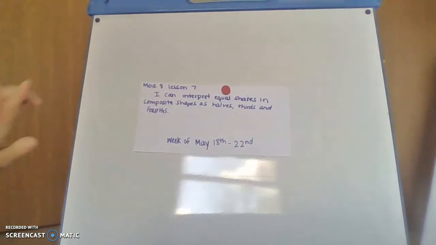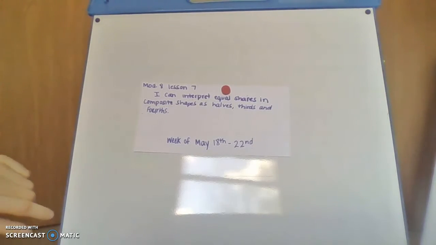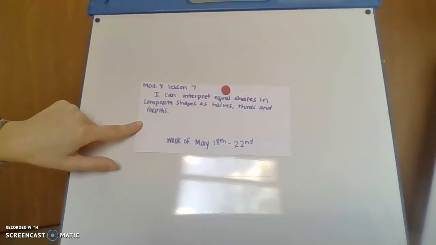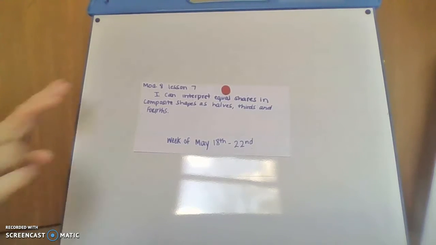We are on Module 8, Lesson 7. Today, your learning target says, I can interpret equal shapes in composite shapes, equal shares in composite shapes as halves, thirds, and fourths. So that's today.